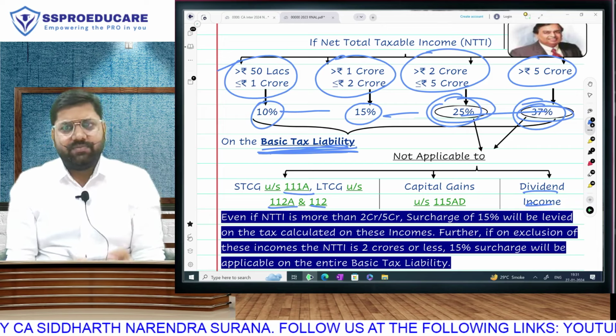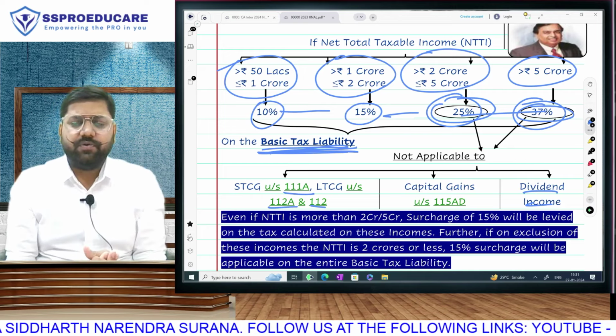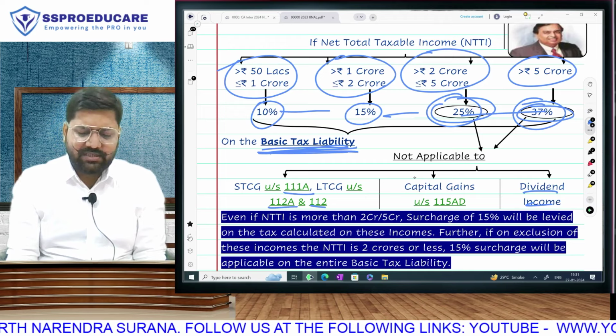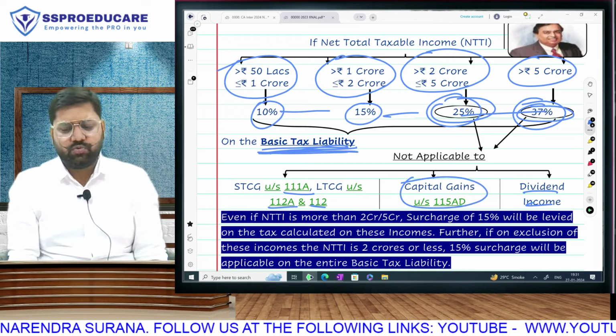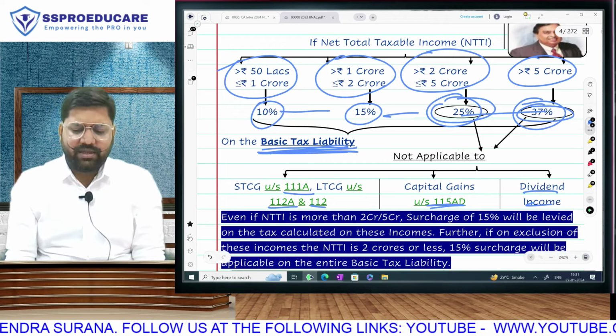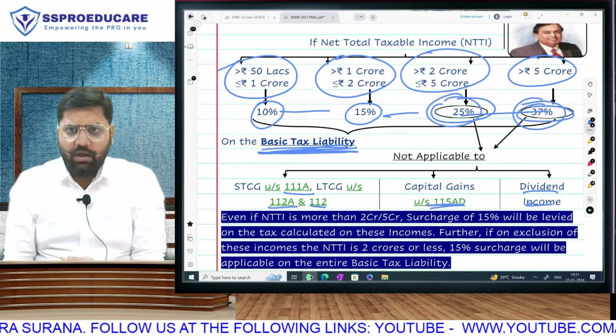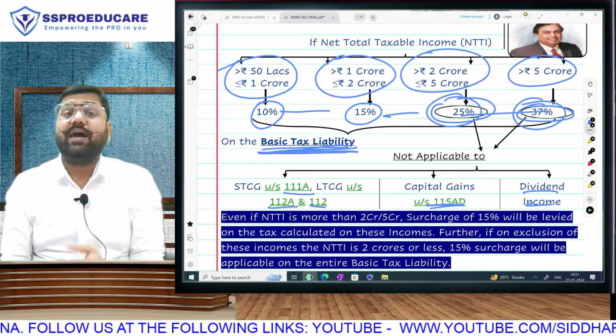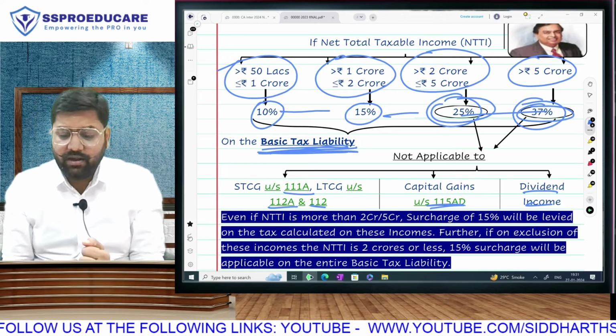Dividend income, the income as such does not have a special rate of tax, but dividend also is considered as a special income here. And this last point is applicable only to CA final students, not to CA inter students: capital gains of FIIs under section 115AD. Our income tax law is considering these incomes as special income. Sir, what do you mean by special income?